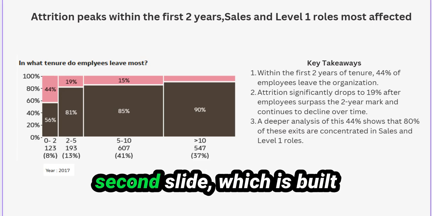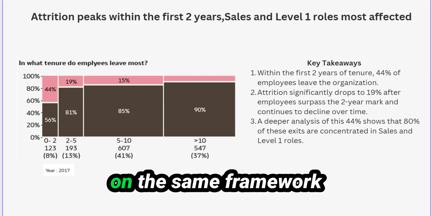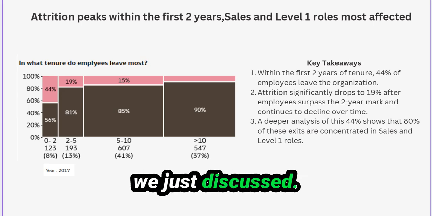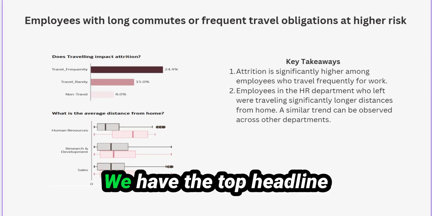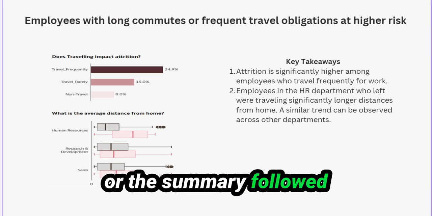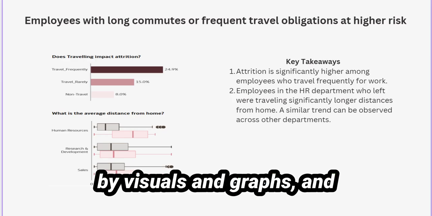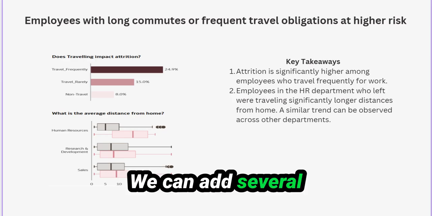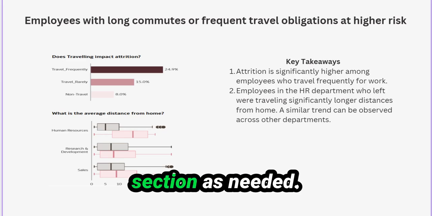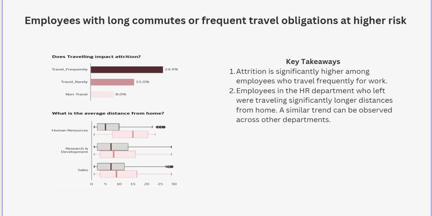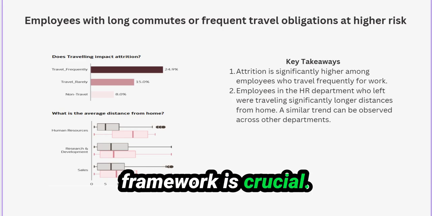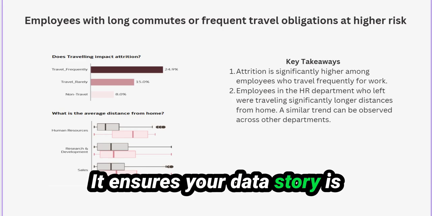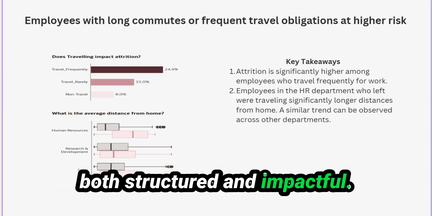Now let's move to the second slide, which is built on the same framework we just discussed. We have the top headline or the summary, followed by visuals and graphs, and then the key takeaways. We can add several more slides in this section as needed. Remember, the framework is crucial. It ensures your data story is both structured and impactful.